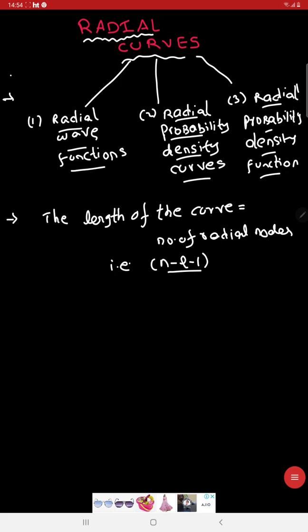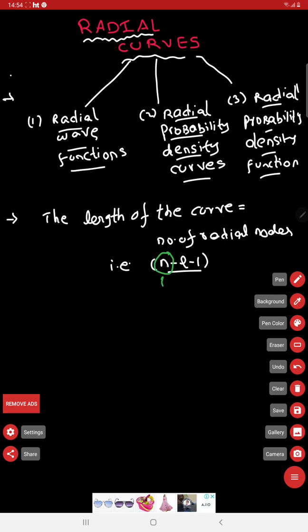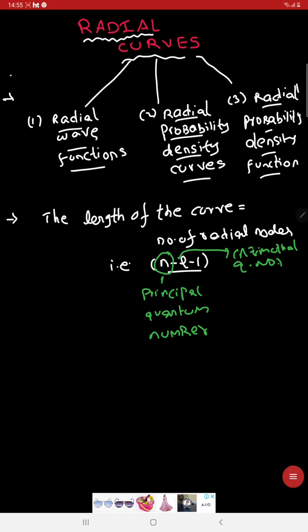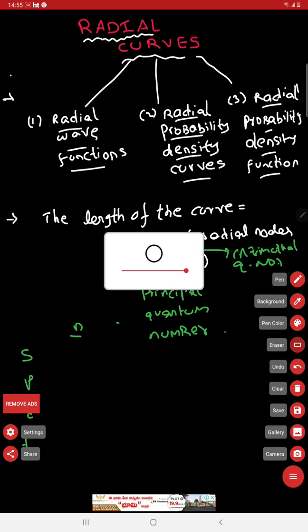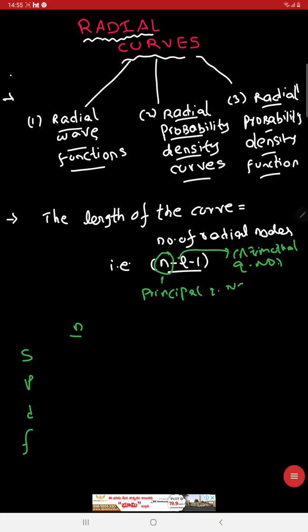Now to the basic, n is the principal quantum number, and l is the azimuthal quantum number. If you do not know about the principal quantum number, try to learn one table, that is s, p, d, f and n. This is the principal quantum number, and this is the azimuthal quantum number.